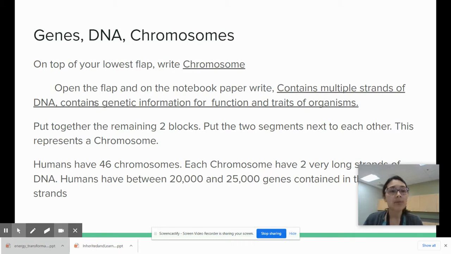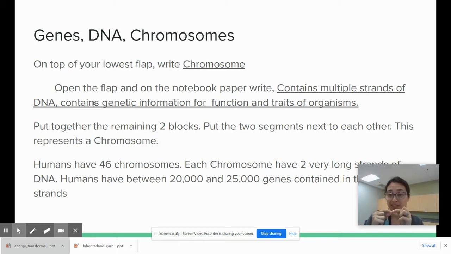So now, those of you that are in school, I want you to put the remaining 2 blocks together and then put the 2 segments next to each other. So you'll have a block of two and a block of two, and you're going to put those two things next to each other. And this is going to represent a chromosome.